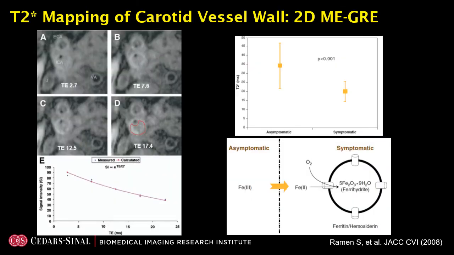The work by Raman et al. was one of the first quantitative imaging studies of carotid plaque using T2 star mapping. They found a significant decrease in T2 star in the symptomatic patients compared to the asymptomatic ones. And they later also found in ex vivo data that the symptomatic plaques are associated with higher amount of ferritin-bound iron, which was sensitively assessed using the quantitative T2 star mapping.